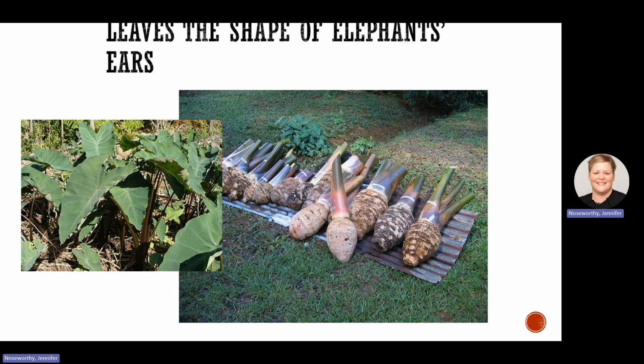The leaves themselves are quite large and resemble elephant ears. There's another plant that's called elephant ears, and it does actually get propagated via its corms. It's related to it, but it's not a food crop.